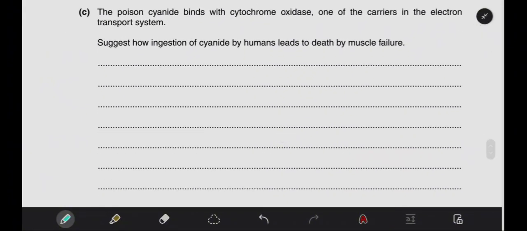The poison cyanide binds with cytochrome oxidase, one of the carriers in the electron transport system. Suggest how ingestion of cyanide by humans leads to death by muscle failure. Obviously, if this poison is binding with one of the carriers in the electron transport chain, it would stop the electron transport chain. And if the ETC is stopped, then the Krebs cycle and link reaction would also stop, because there would be no NAD and FAD to take up hydrogen. Let's write that down.